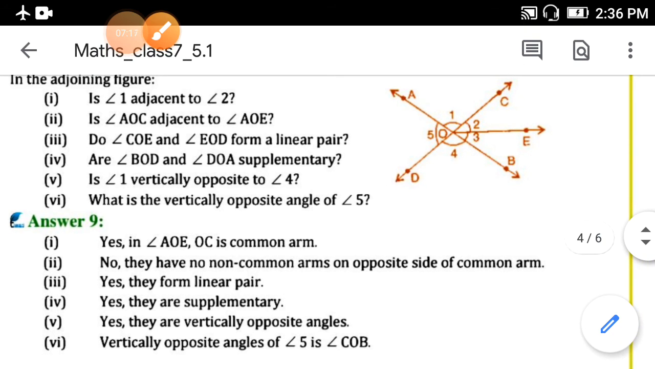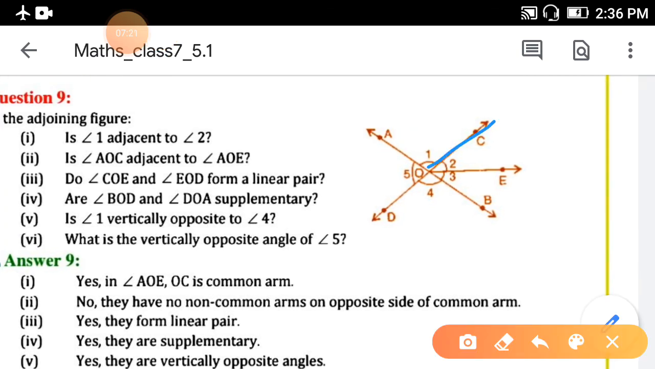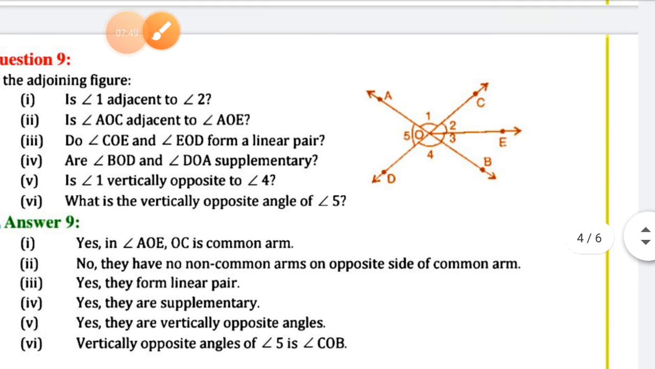Third one, COE and EOD. This is COE and EOD. So the first angle and this is the second. Do they form a linear pair? Yes. Here you can see they form a linear pair, because the sum of both angles will be 180 degrees and one arm is common. This one is common and the other two arms are facing each other, meaning opposite to each other. Then only a linear pair will be formed.